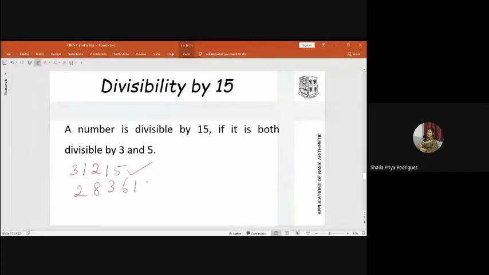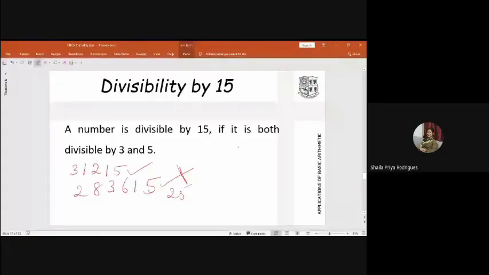283615. The last digit is 0 or 5, so it must be divisible by 5. But check the sum: 10, 13, 19, 20, 25. 25 is not divisible by 3, hence this number is not divisible by 15. Does it mean you have other factors other than 3 and 5?